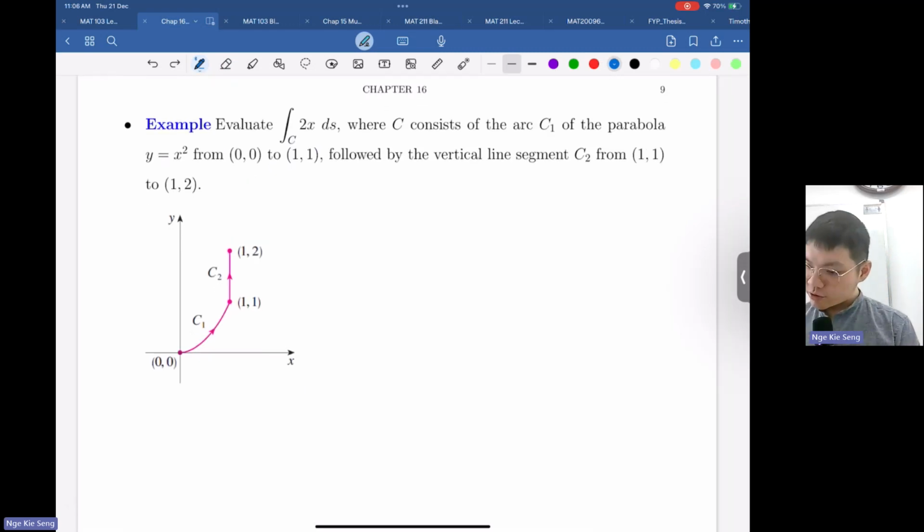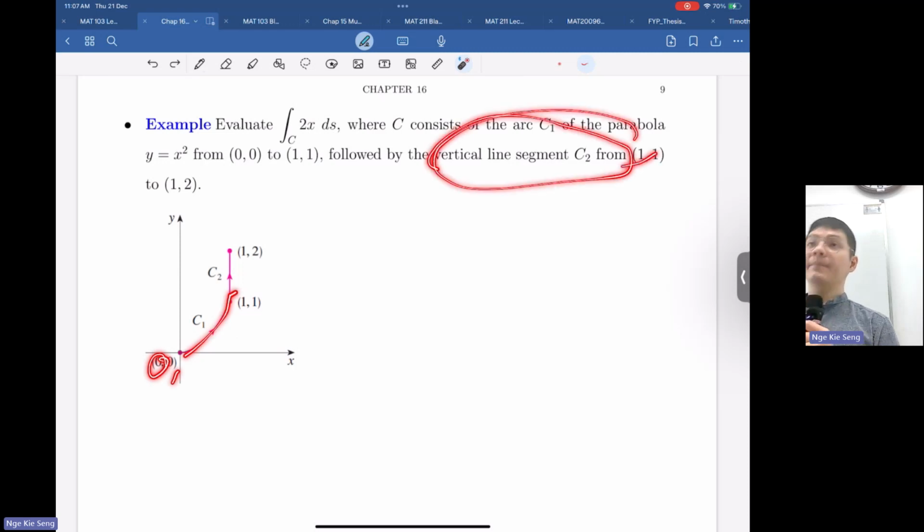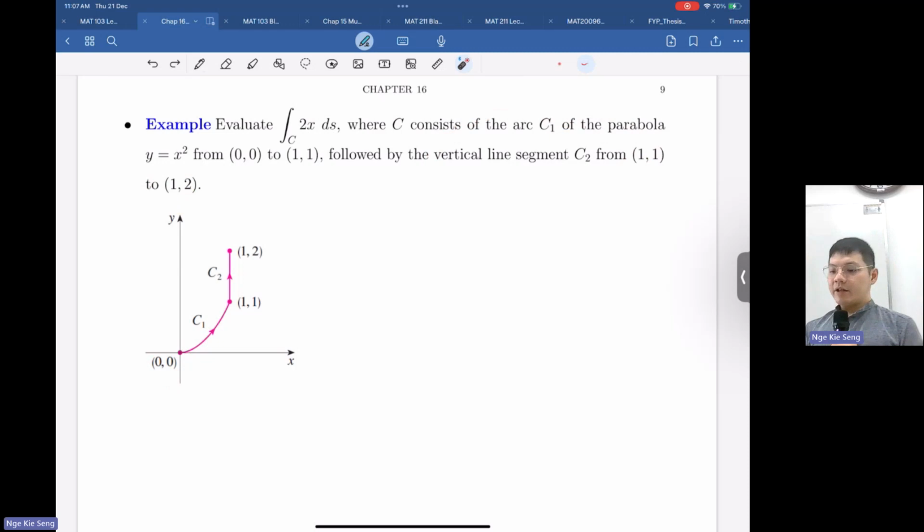So we try to do the line integral of the function 2x. What is the line integral here? We want to integrate over C, which is made out of C1 and C2. So what are C1 and C2? C1 here is the parabola y equals x squared from (0, 0) to (1, 1), and then followed by a vertical line here.